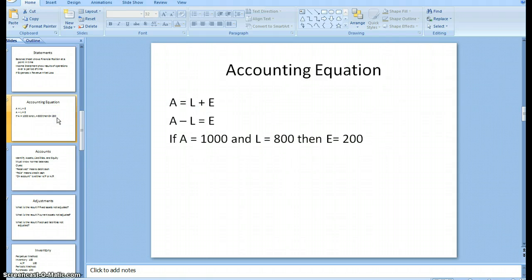The accounting equation, which also comes from Accounting 1, is assets equal liabilities plus equity. But remember, in any equation, we can rearrange terms. And so in international standards or European standards, a lot of times they'll say assets minus liabilities equals equity. So be prepared for that equation to be restated on the exam. Also, if we have two of the numbers, we can calculate the third. So if assets are 1,000 and liabilities are 800, then we know equity is 200.